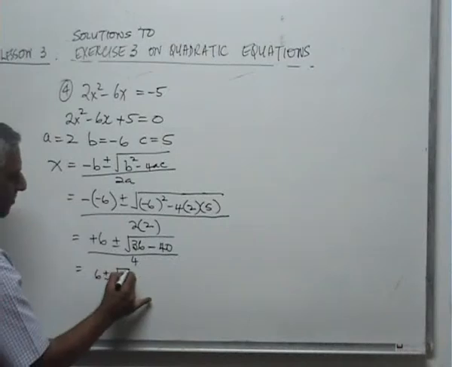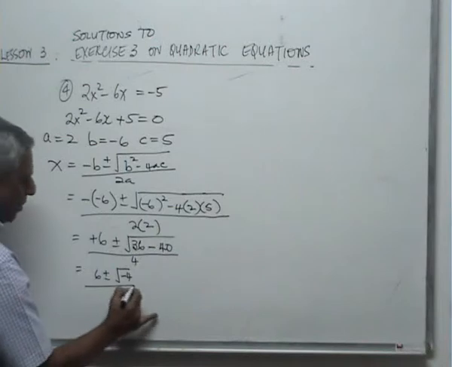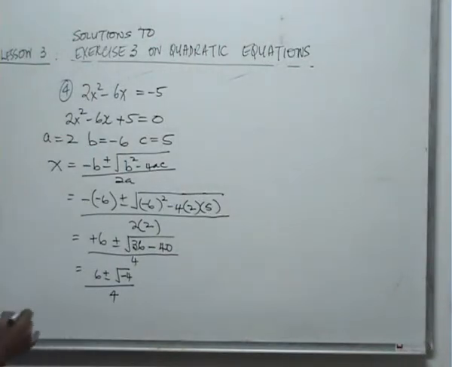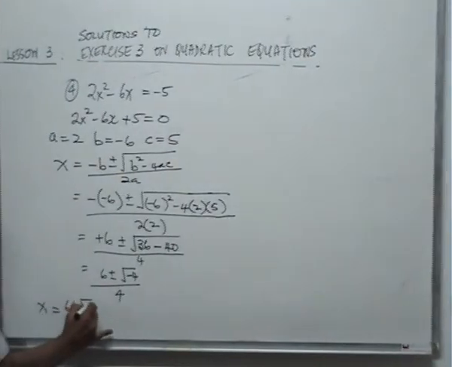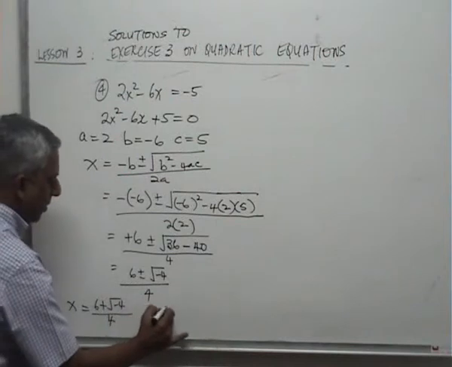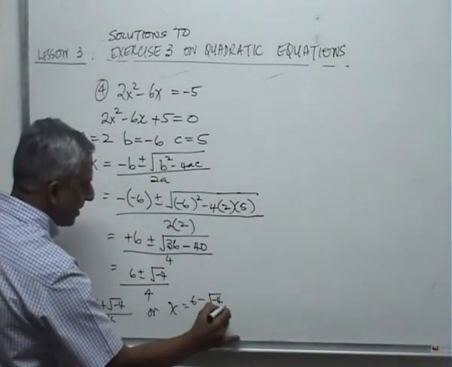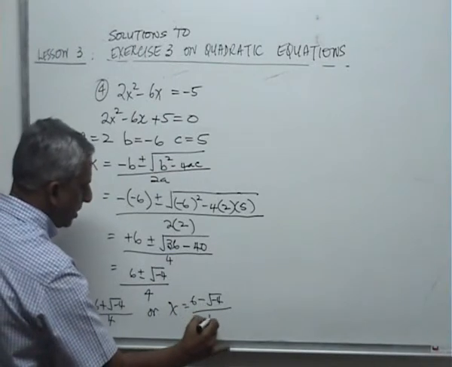Minus the square root of 36 minus 40 will give you minus 4 all over 4. So x is equal to 6 plus the square root of minus 4 all over 4, or x is equal to 6 minus the root of minus 4 all over 4.